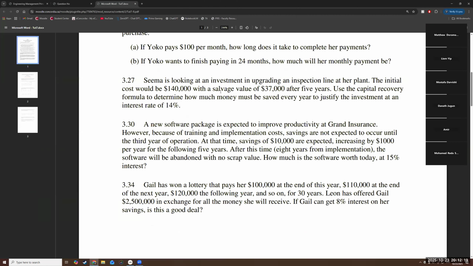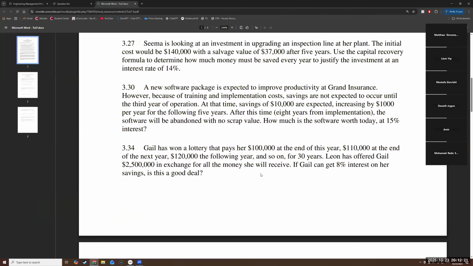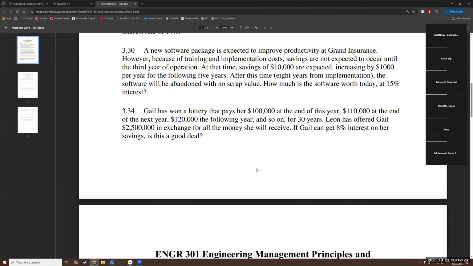Okay, now we can move to the next question. 3.34. It says, Gail has won a lottery that pays her $100,000 at the end of this year, 110,000 at the end of the next year, 120,000 the following year, and so on for 30 years. Leon has offered Gail 2.5 million in exchange for all the money she will receive. If Gail can get 8% interest on her savings, is this a good deal?